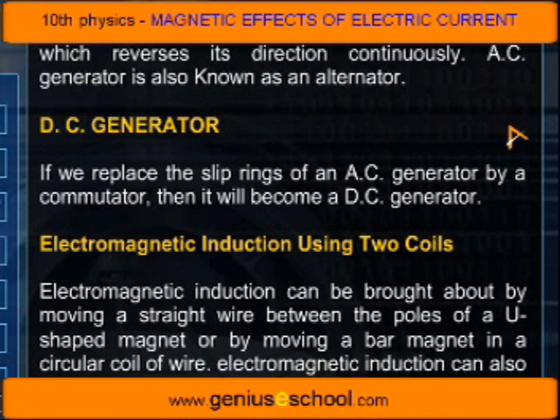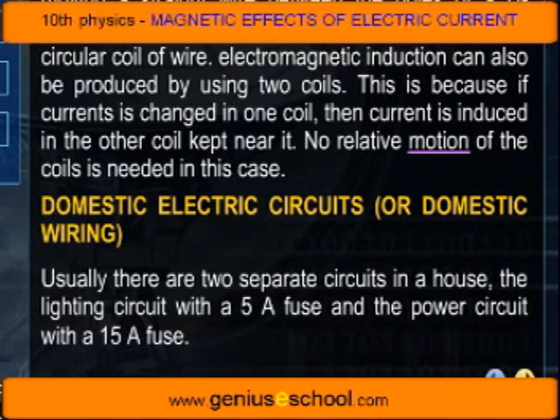Electromagnetic induction using two coils. Electromagnetic induction can be brought about by moving a straight wire between the poles of a U-shaped magnet, or by moving a bar magnet in a circular coil of wire. Electromagnetic induction can also be produced by using two coils. This is because if current is changed in one coil, then current is induced in the other coil kept near it. No relative motion of the coil is needed in this case.